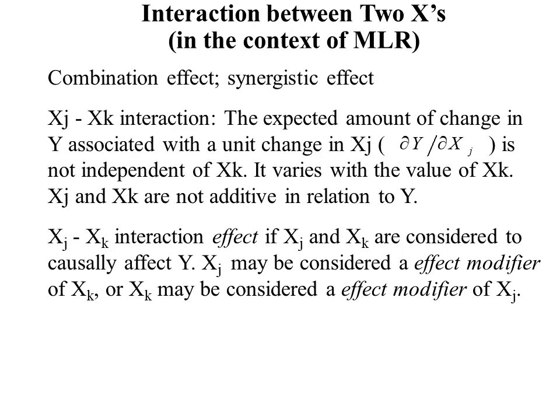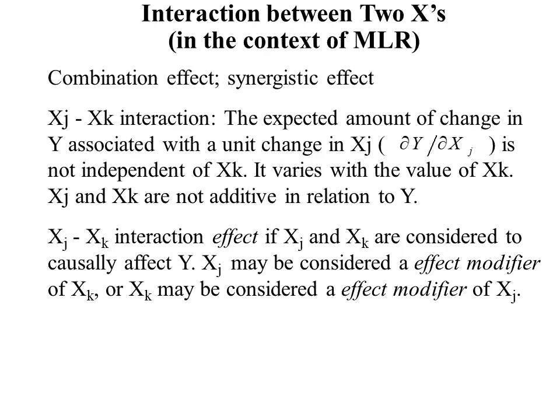It is closely related to what is called combination effect or synergistic effect in scientific literature. In the context of the multiple linear regression model, suppose there is an interaction between 2 independent variables, xj and xk, in relation to the dependent variable y. If there is an interaction between xj and xk, the expected amount of change in y, corresponding to a unit change in xj, is not independent of xk, but varies with the value of xk, and likewise, the expected amount of change in y associated with a unit change in xk is not independent of xj but varies with the value of xj. In this case, xj and xk are not additive in relation to y.